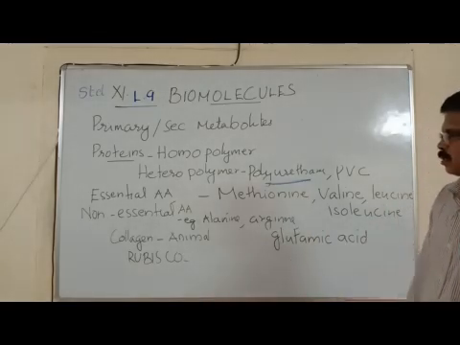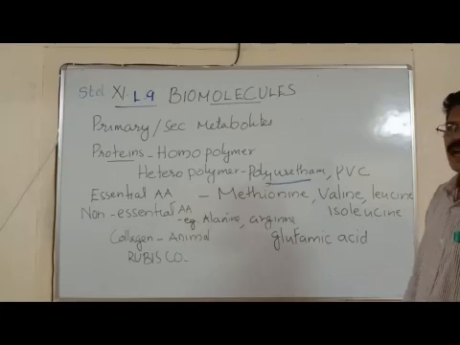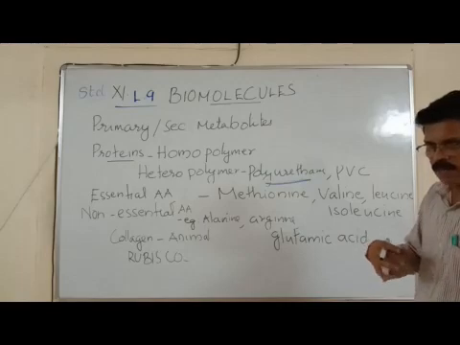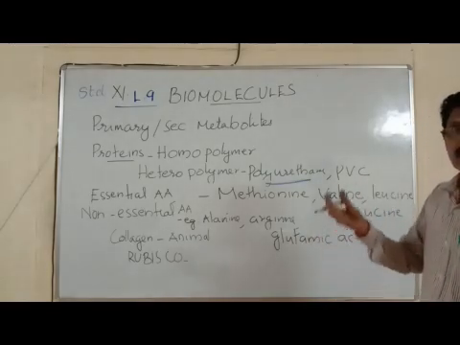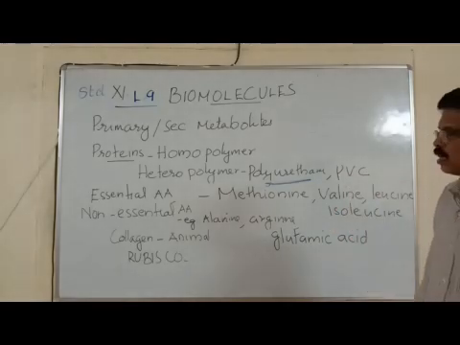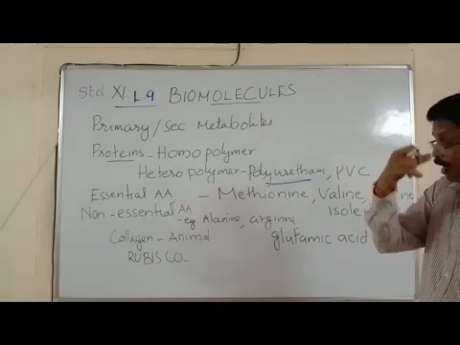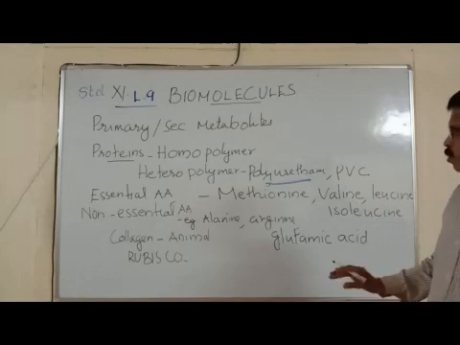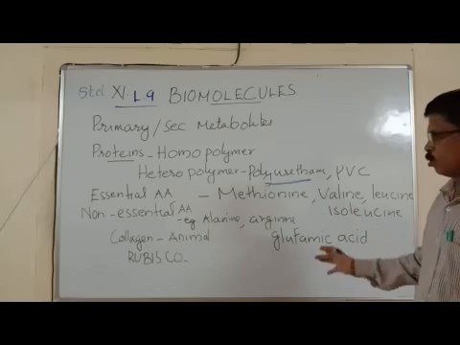Two types of amino acids: essential amino acids and non-essential amino acids. What are essential amino acids? Essential amino acids are amino acids which are not formed in our body, so we need to get them from outside through food. Example: methionine, valine, leucine, isoleucine, and there are many.